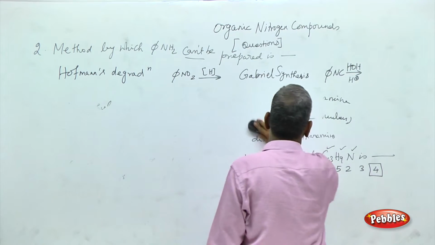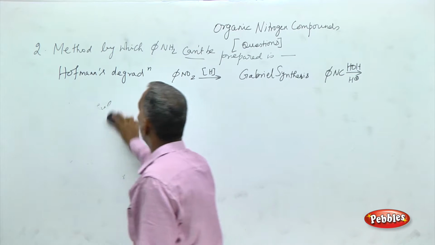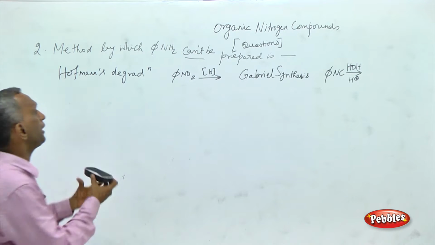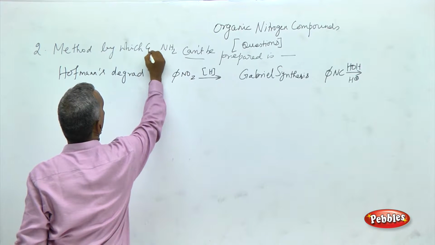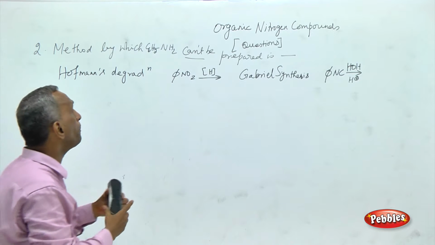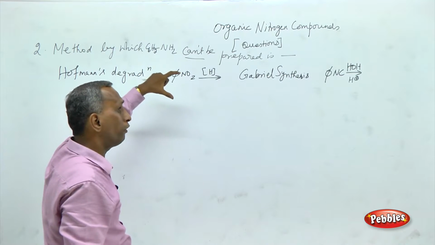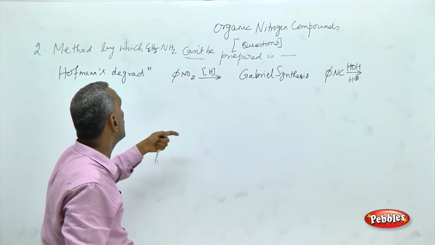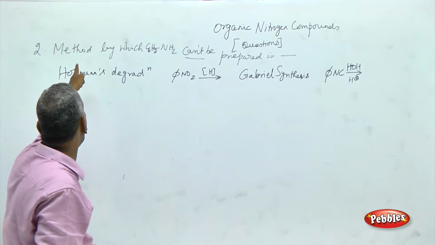The second question is based on the reactivity and preparation of amines. This question reads in this fashion: the method by which C6H5NH2, that is aminobenzene or phenylamine, cannot be prepared. Even though we suggest many general methods for preparation of amines, some methods cannot be applied for some amines. That is the limitation that they are asking.